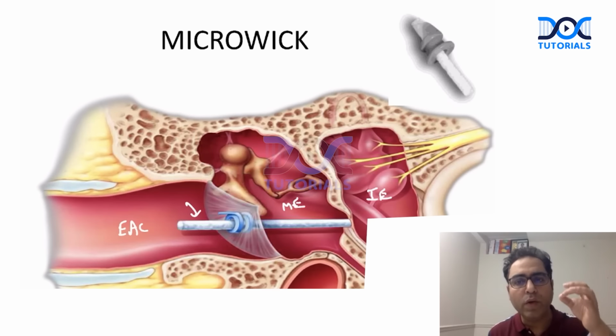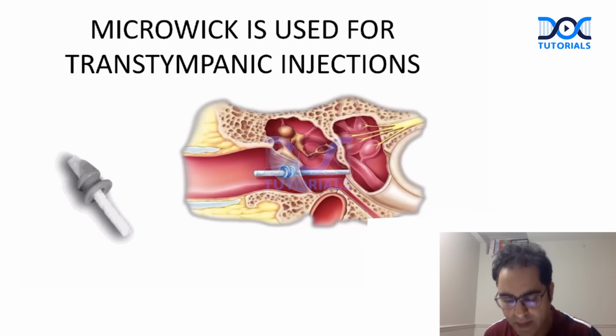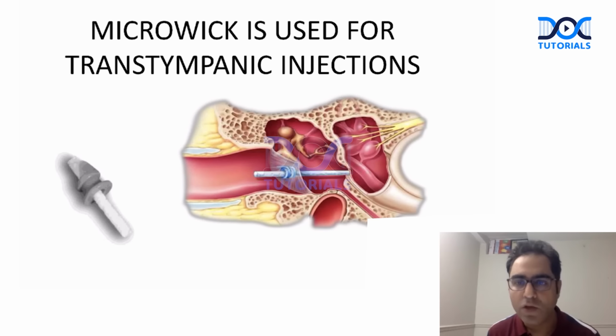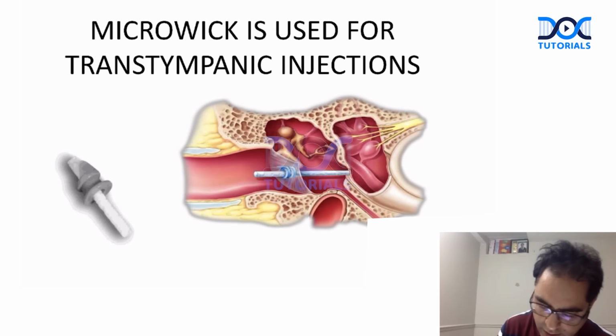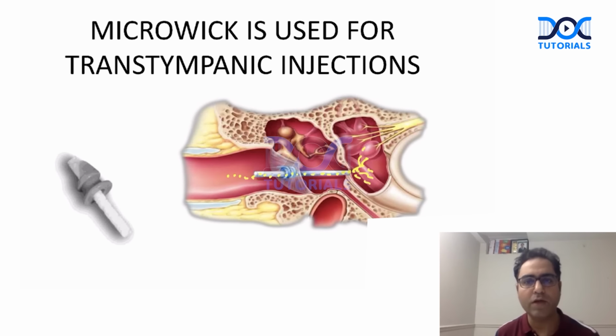Now, when you want to inject some drug in the middle ear, you don't need to put the injection again and again. So microwicks are used in ENT for transtympanic injections. You want to put steroids, or anything, in the inner ear. So don't put injections again and again. Just ask the patient to put the drops from here at home only. This will absorb and send the medicine to the inner ear. So microwicks in ENT are used for transtympanic injection of drugs.